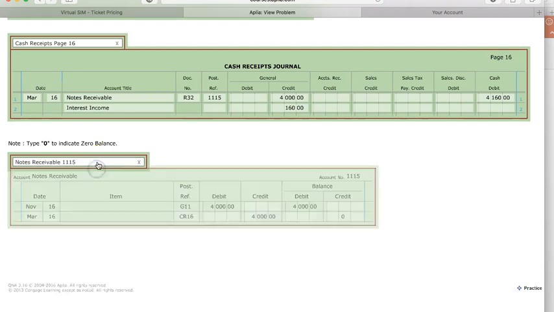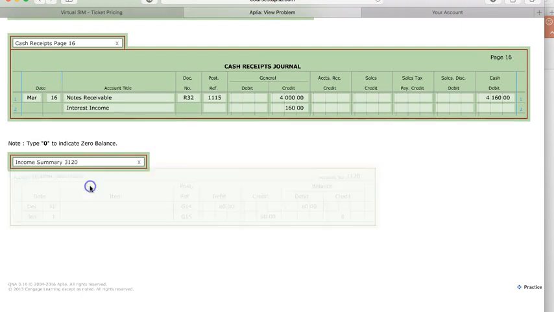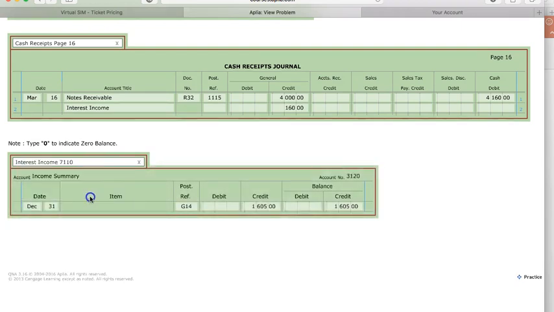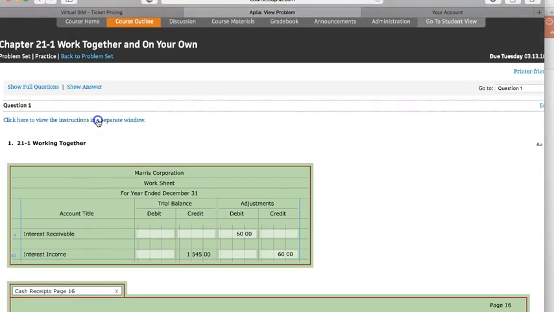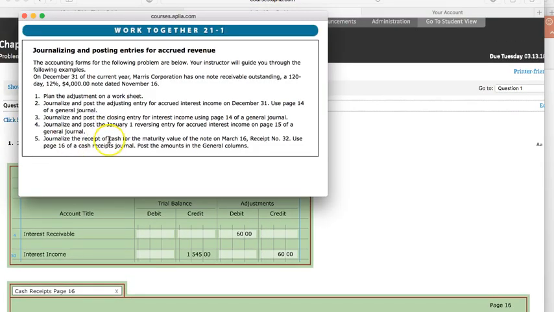Now I believe we have everything filled in and completed. Let's make sure. Journalize the cash receipt and maturity value on the notes. Post the amounts in the general columns. Okay, so we are done. So you guys are to do 21-1 on your own.